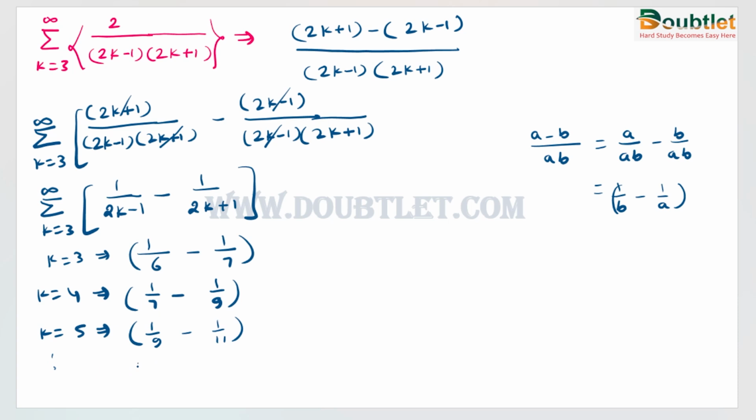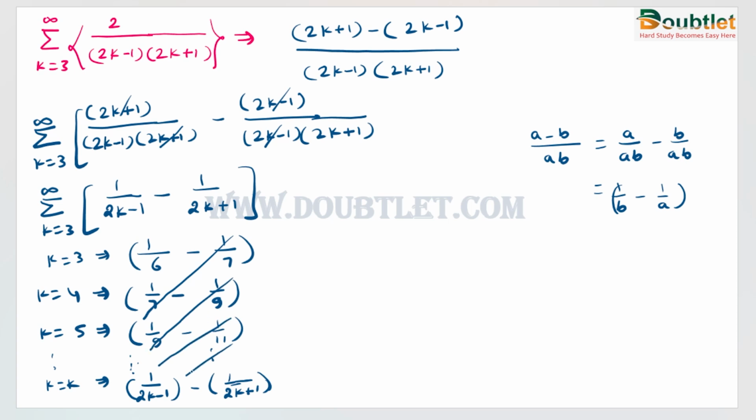So the last term, for k equal to k, we can write as 1 upon 2k minus 1 minus 1 upon 2k plus 1. So if we add all these terms, this term will be cancelled out, so the right term will be remaining. This term will be cancelled out, so the right term will be remaining. Again this term will be cancelled out and this term will be cancelled out and the right term will be remaining. So after adding all these terms, what will we get?